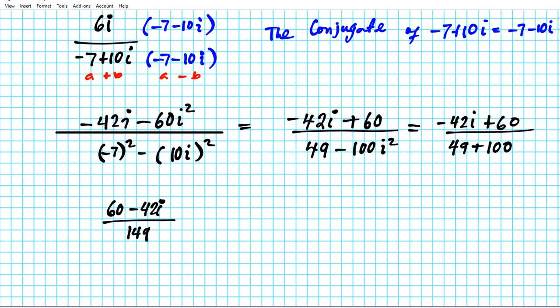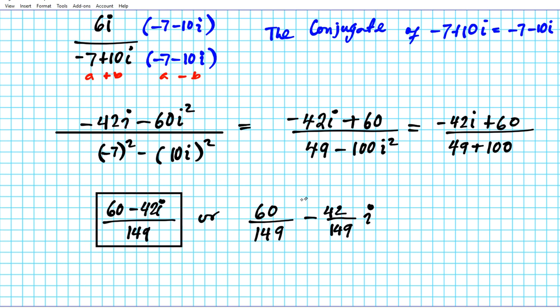Okay, so you can write your answer like this, or you can break it up. If you want to have the real and imaginary parts, 60 over 149 minus 42 over 149i. Alright, so these are the two possible acceptable forms for the final answer.